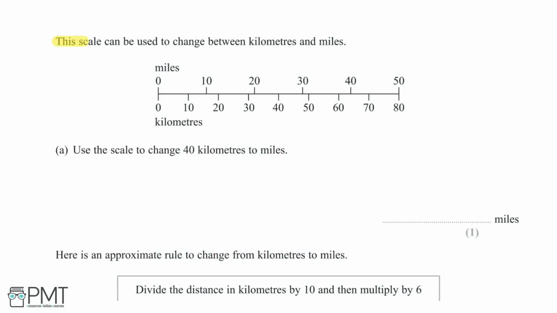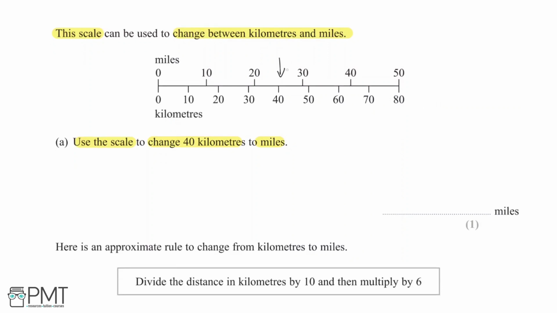We are told this scale can be used to change between kilometers and miles. We have been asked to use the scale to change 40 kilometers to miles for 1 mark. So let's look where 40 kilometers is. Kilometers is the bottom axis, or the bottom scale. Now, if you see where it corresponds to, it's here.